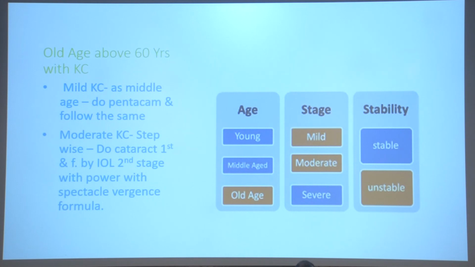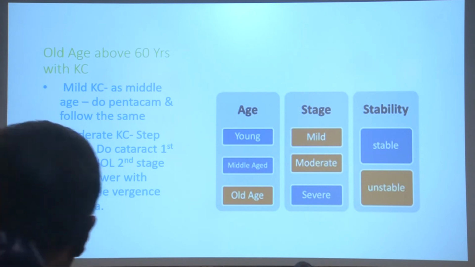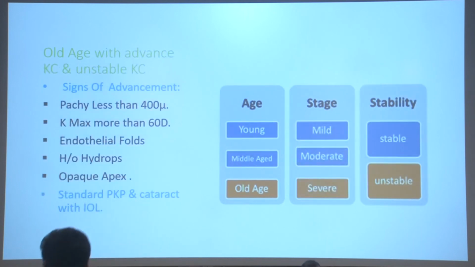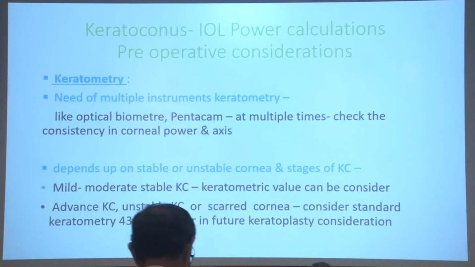Similarly, an old patient of 60 years with keratoconus, mild to moderate but very unstable, well, you can think of doing only a cataract surgery and a secondary IOL post the surgery with aversion formulas.